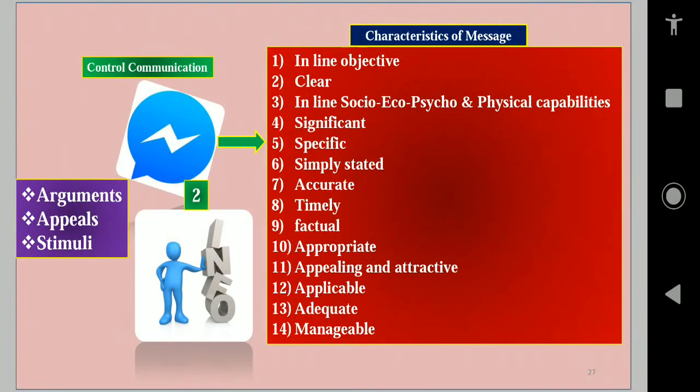Next is adequate. It should be adequate, combining principle and practice in effective proportion. And it should be manageable. Message should be manageable, can be handled by the communicator and within the limits of time and resource.